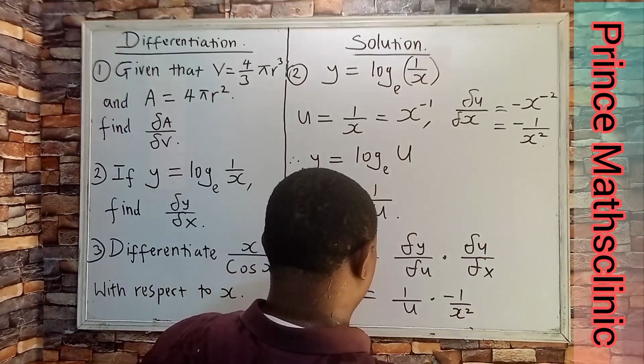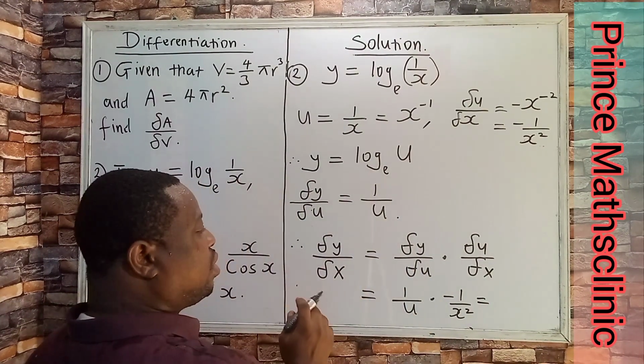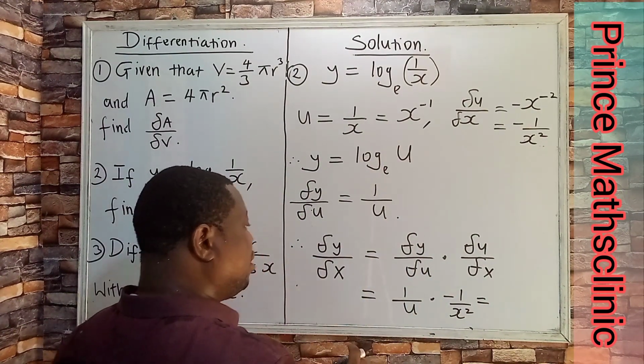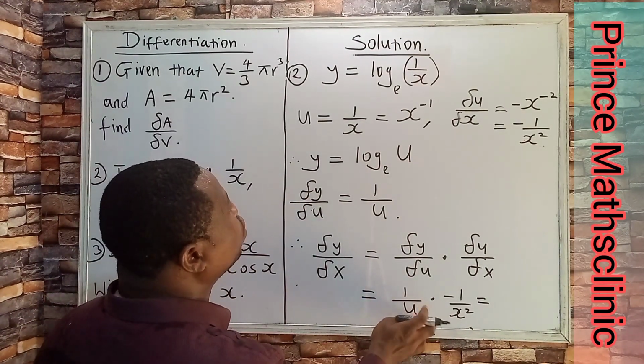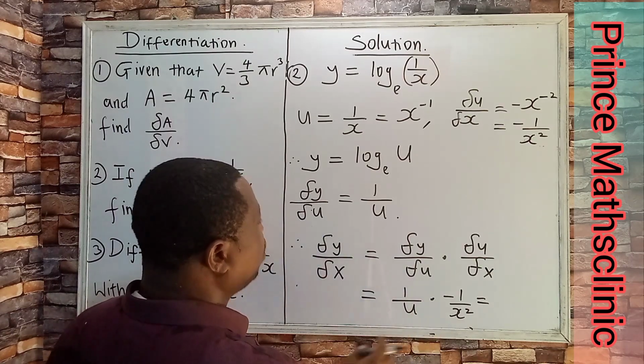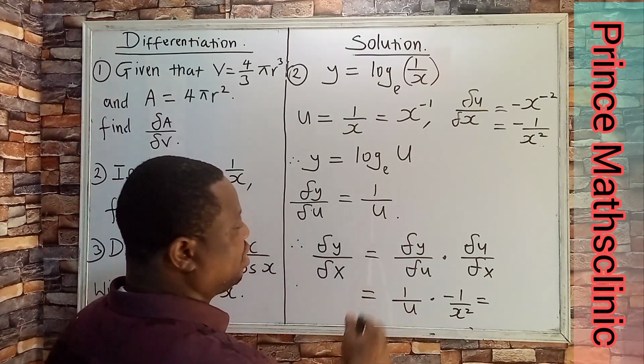So at this point, what do we know? Negative 1 times 1 is negative 1. Then, of course, you can substitute the value for u back into the equation. What's the value for u? The value for u is simply 1 over x.